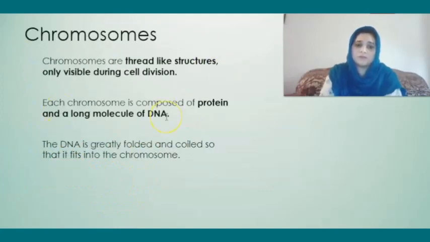So chromosomes. Chromosomes are thread-like structures only visible during cell division. Remember that they are visible only during the process of cell division, either mitosis or meiosis. We have already discussed mitosis and meiosis in detail. Each chromosome is composed of protein and a long molecule of DNA. So DNA is present, and it also contains protein. The DNA is greatly folded and coiled so that it fits into the chromosome.